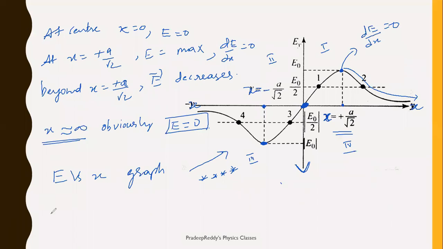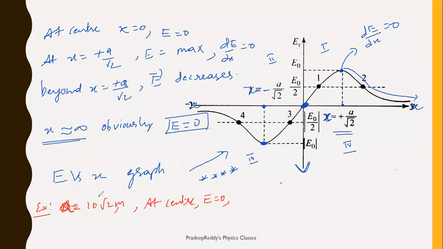Now, let me tell you one simple example. Say you have the radius of the ring a equal to 10 root 2 meter. The radius of this ring is 10 root 2 meter. Now at the center, E is equal to 0. At the center E is equal to 0, however.